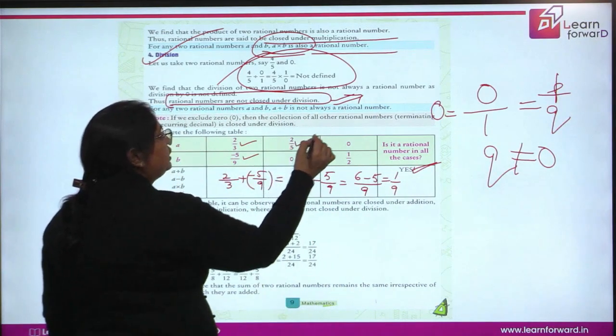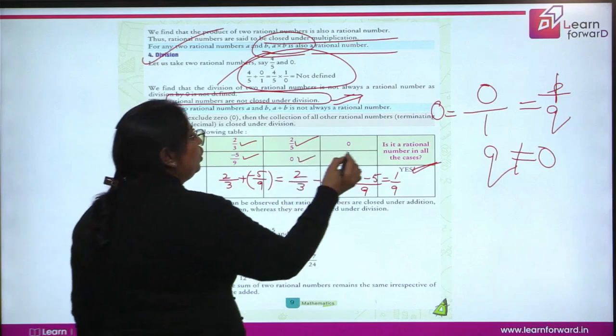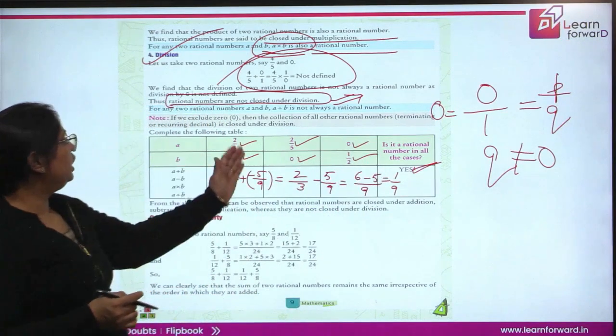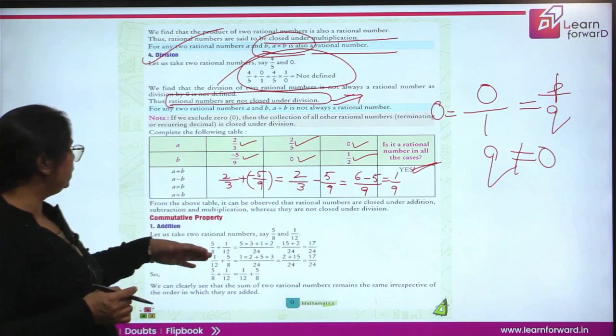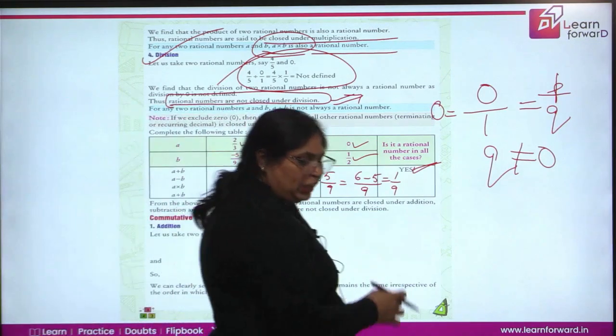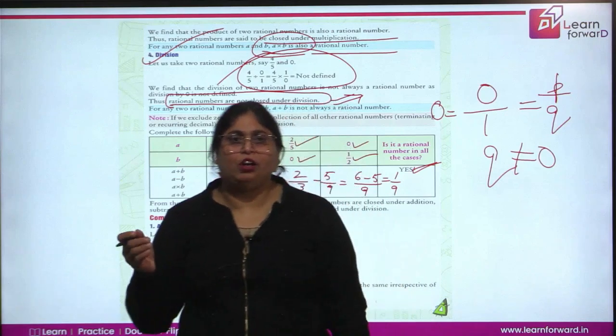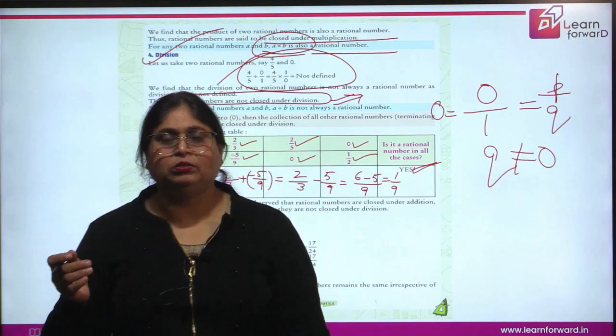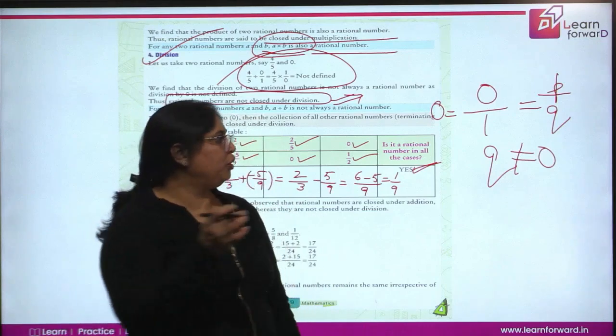Taking another example, 2.5, 0, 0 and 1. These are the three examples you have to do and complete this paper. Any query about the closure property? Can we move forward? We are moving forward.